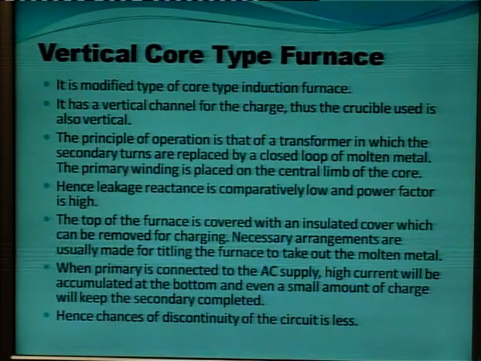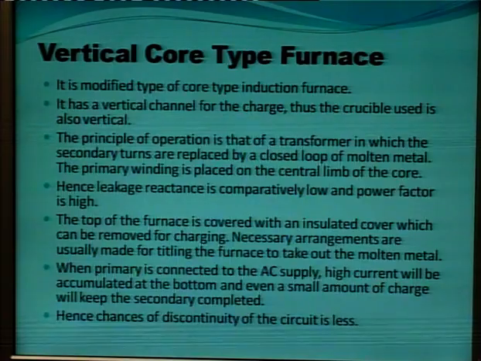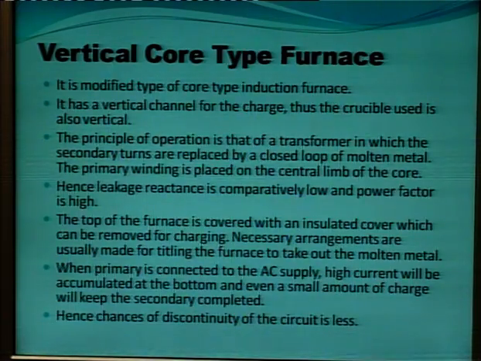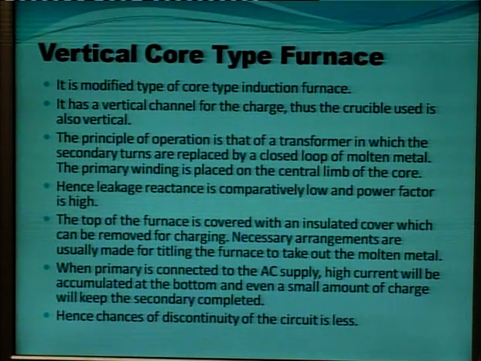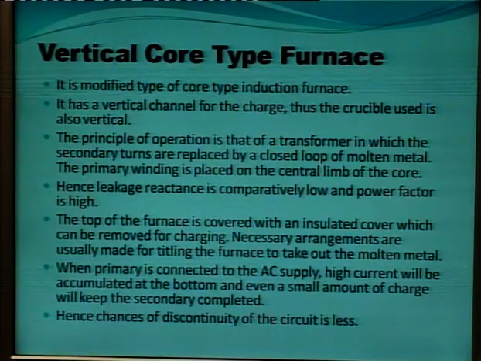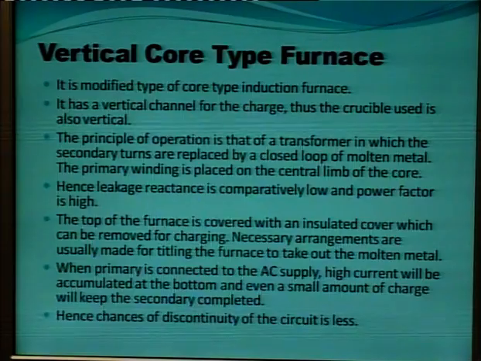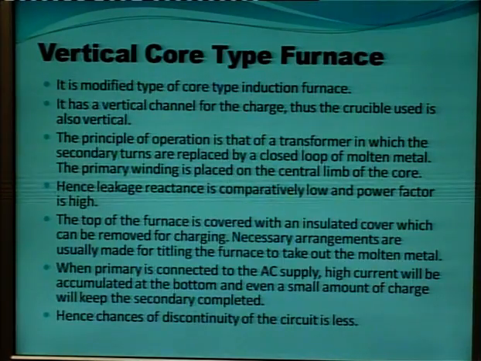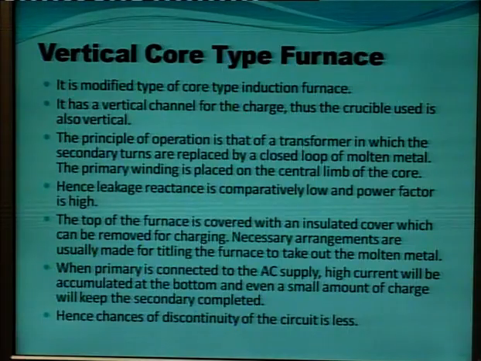The top of the furnace is covered with an insulated cover which can be removed for charging. Necessary arrangements are usually made for tilting the furnace to take out the molten metal. Now, when primary is connected to AC supply, high current will be accumulated at the bottom and even a small amount of charge will keep the secondary complete. So, hence the pinch effect can be removed and hence the chances of discontinuity of the circuit are very less.